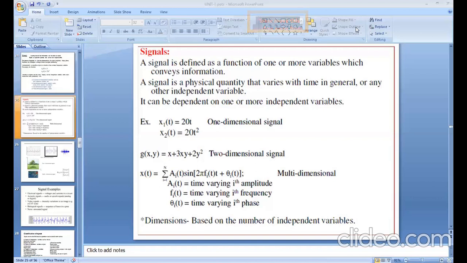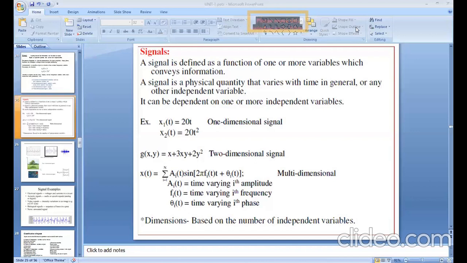a i of t is the time varying ith amplitude. It is an amplitude signal. f i of t is the time varying ith frequency, and theta i of t is the time varying ith phase. Now, air or wind pressure is the best example of a multidimensional signal.